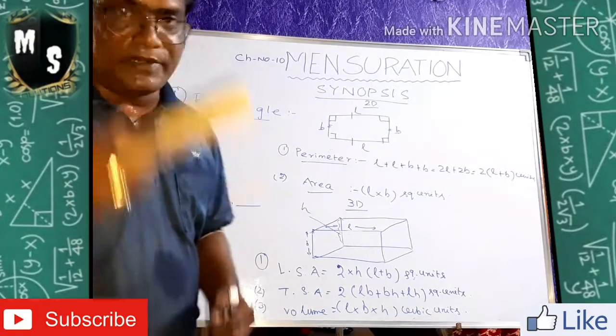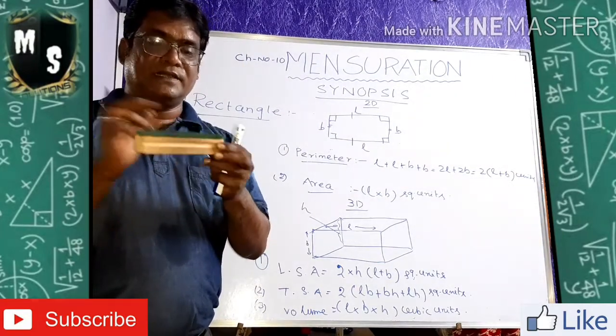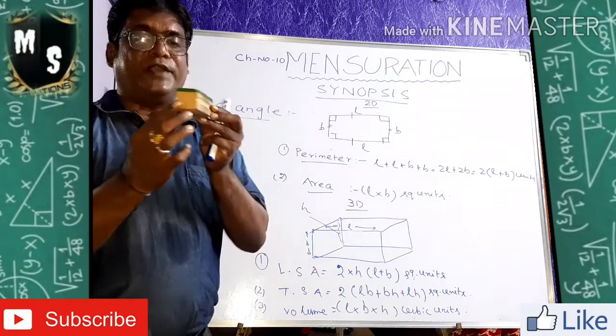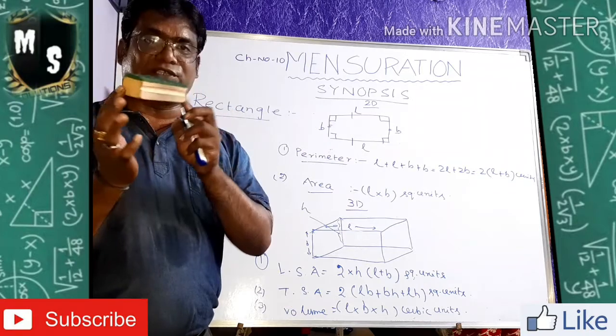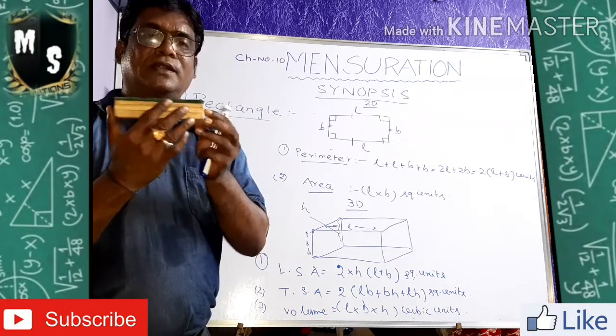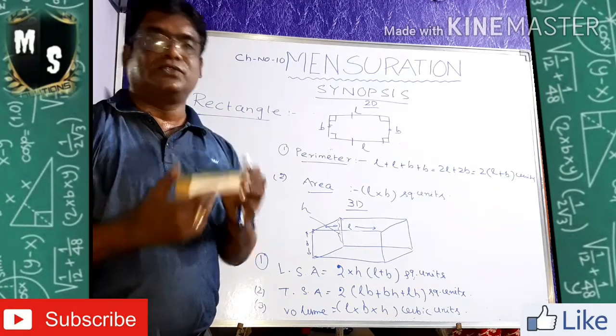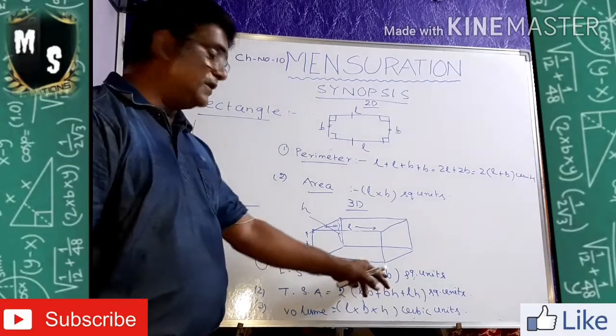I am taking the example of a duster now. First surface, second surface, third surface, fourth surface. If you are moving this object, how many lateral surfaces are you going to see? Lateral means side. So how many side surfaces are you going to see? 1, 2, 3 and 4. So that is called LSA. The area is 2 into H into (L plus B).